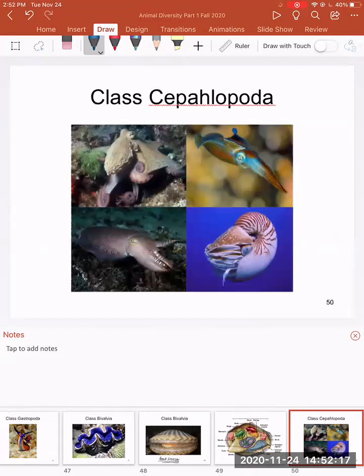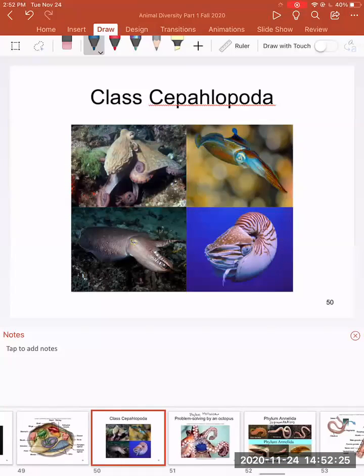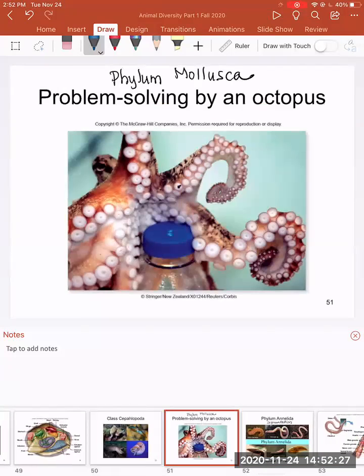And then, of course, the cephalopods, very complex. In fact, the most intelligent invertebrates. Here's an octopus trying to open a bottle because there's a treat in there, and they can learn how to do that. Okay, phylum Mollusca.